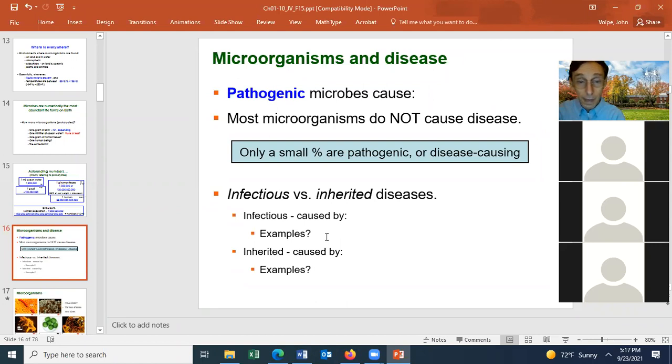All right, an inherited disease is caused by a person's genetics. So they have the wrong genes, and then they get the inherited disease. What is an example of an inherited disease? Celiac disease. Celiac disease. What's another one?